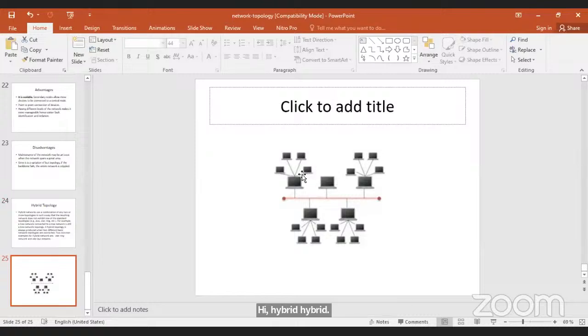So that's what it's all about: computer topologies. That's what computer topologies are. Some of you are saying that I'm so fast.